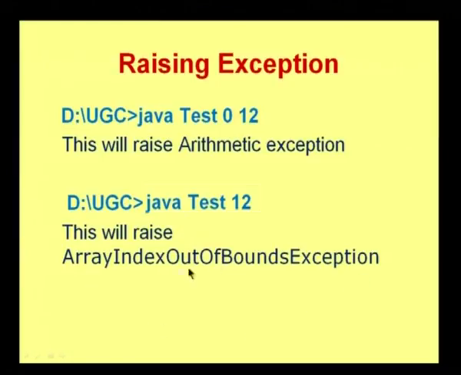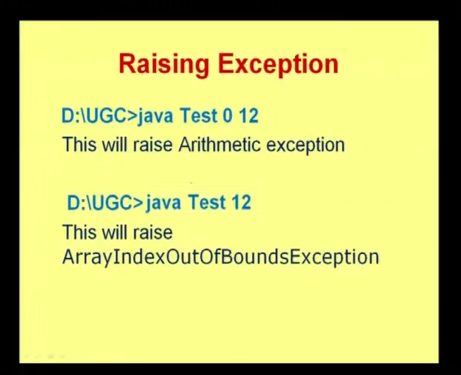It means that I have only one parameter here. I want args[0] as well as args[1]. Here I have only args[0], I do not have args[1]. In that case, with my string array, I am trying to access args[1], which is not available. So an ArrayIndexOutOfBoundsException will be raised.